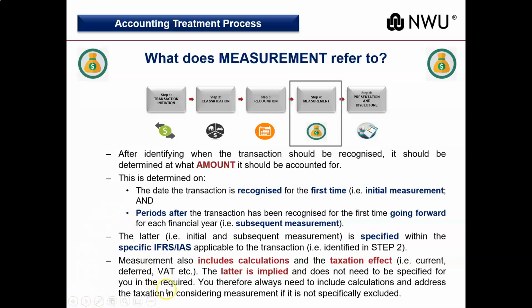Now, measurement, we said, is all about the value of the transaction, the rand value of the transaction. So obviously it will include some kind of calculation. There could be a tax impact. In your first year, the only tax that we do is VAT, value added tax, and in the second semester a little bit of income tax for companies. But that's the only tax that you're going to do in your first year. However, going further with your studies, you will see that basically everything under the sun that you do has a tax implication, and you will add all the other tax implications as you go along.